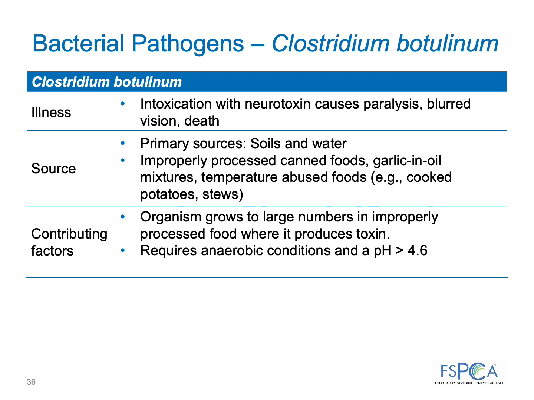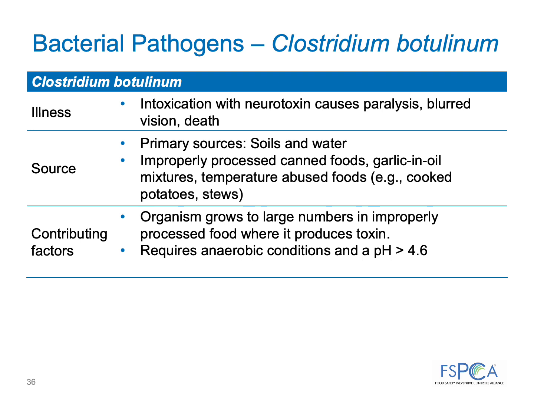Commonly found in soil and water, the spores are heat resistant and can survive in foods that are incorrectly or minimally processed. Any food conducive to outgrowth of the spores and subsequent toxin production can be associated with botulism. Outbreaks have involved canned foods, garlic and oil, and temperature-abused foods, cooked potatoes, stews.